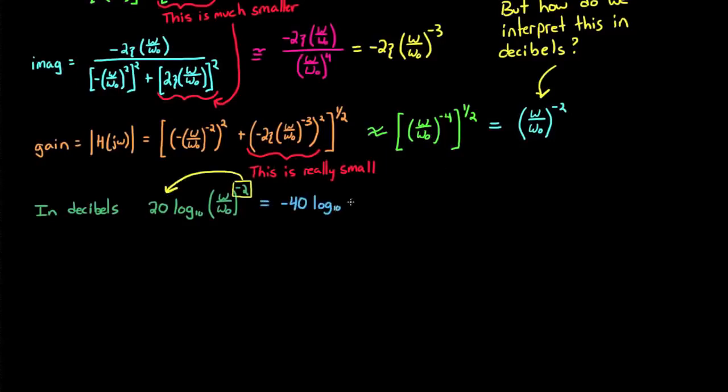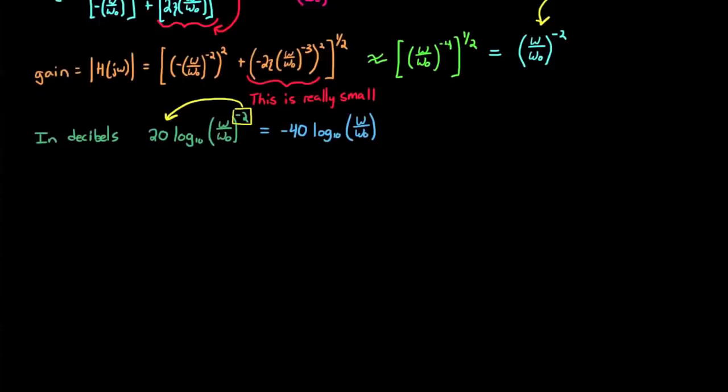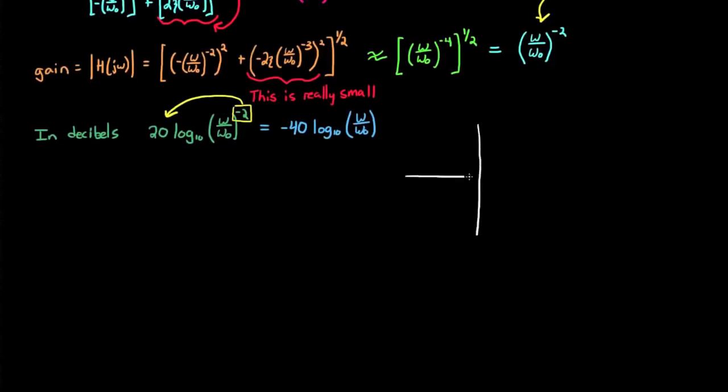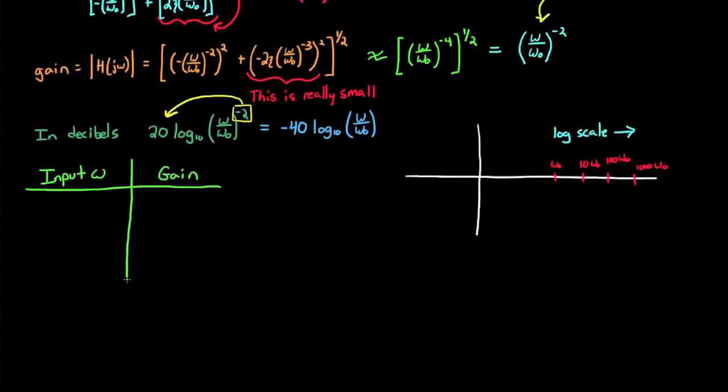And so it becomes minus 40 times the log base 10 of omega over omega naught. At this point I find it easier just to plot a few points and see the trend. So I'll mark a few frequencies starting at omega naught. Remember, this is a log scale. If the input frequency omega equals omega naught, then when you divide them you get 1 and the gain just becomes 0 decibels. And I'm going to mark that on the graph.